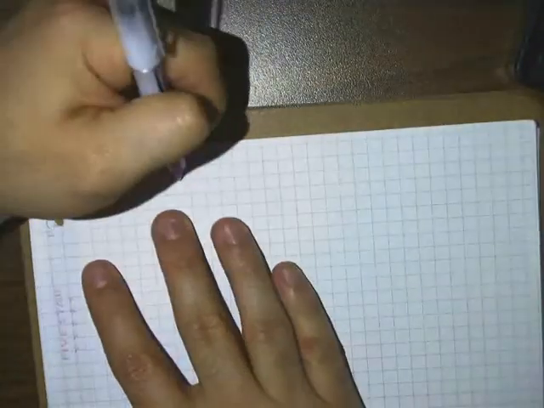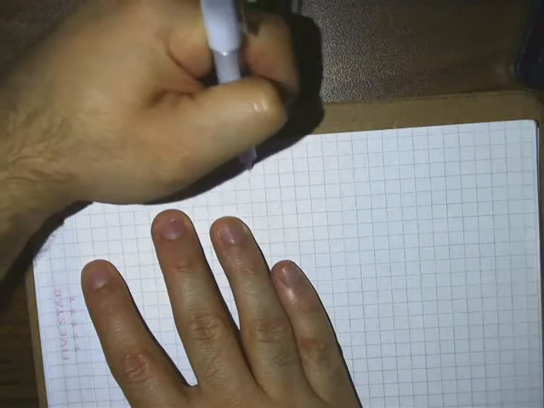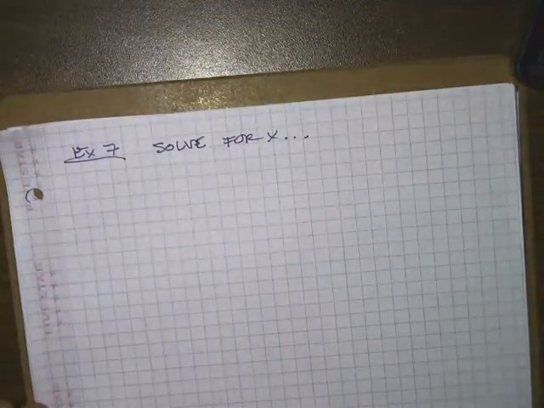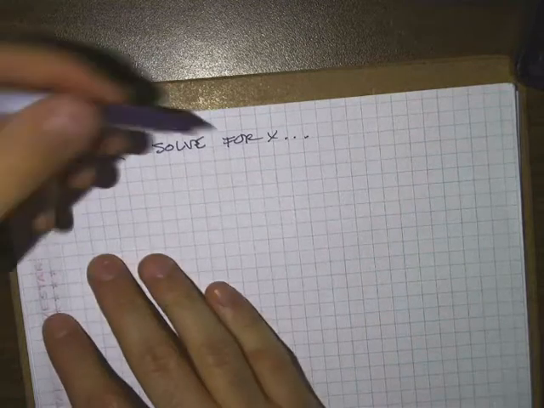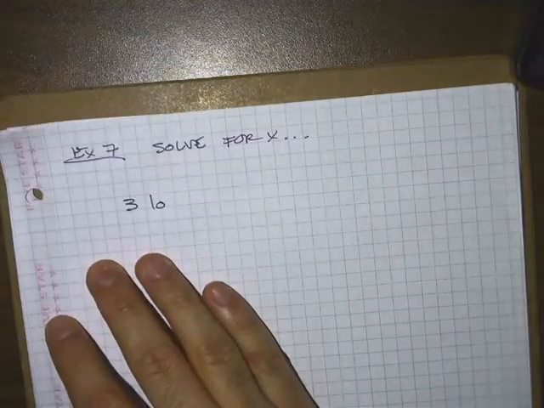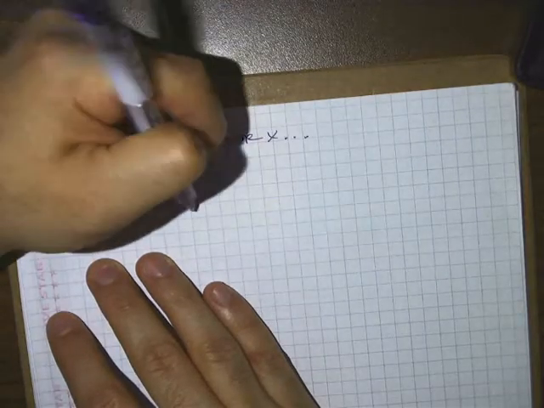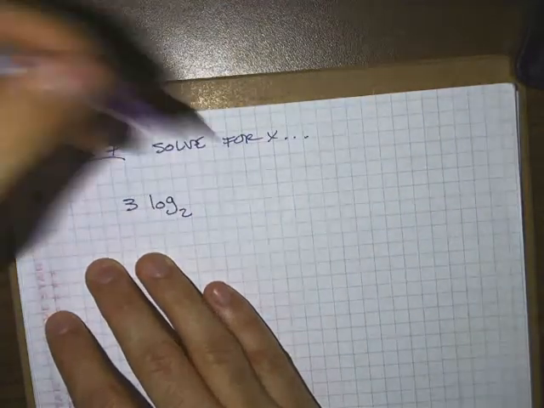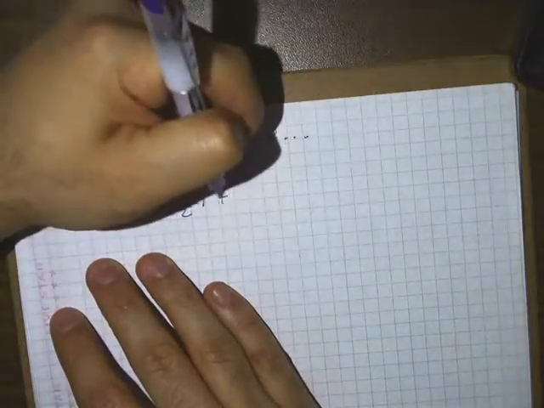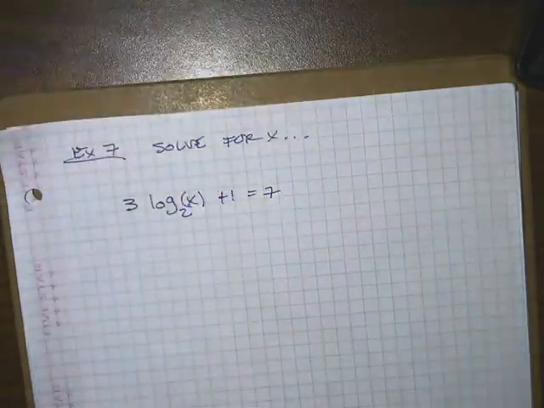Example 7. And once again, it's still solve for x. In this case, we're going to do number 49, which says, ooh, this one's the longer one. All right. So 3 log base 2 of x plus 1 is equal to 7.